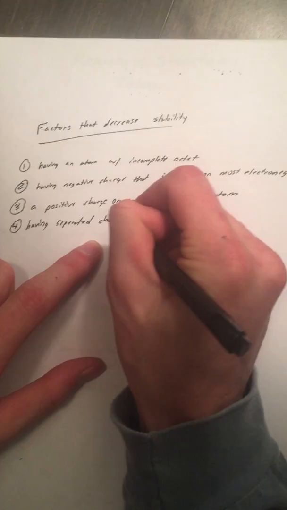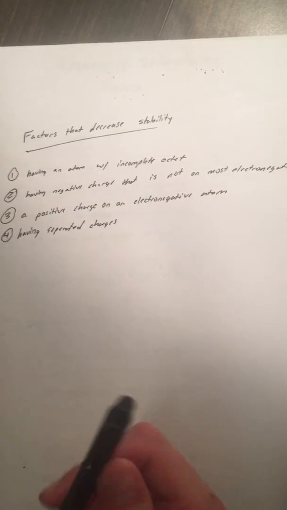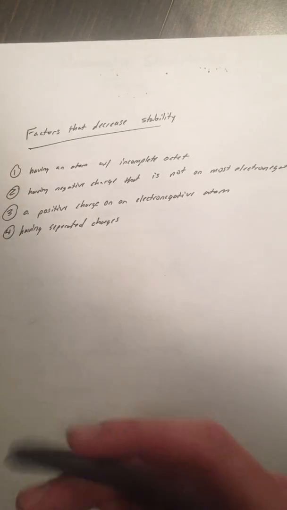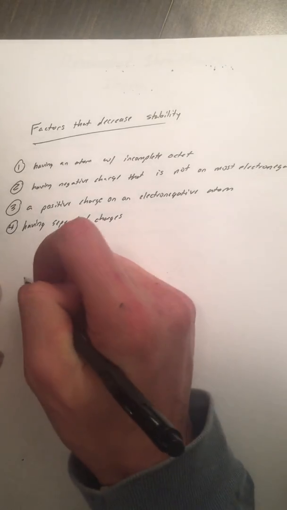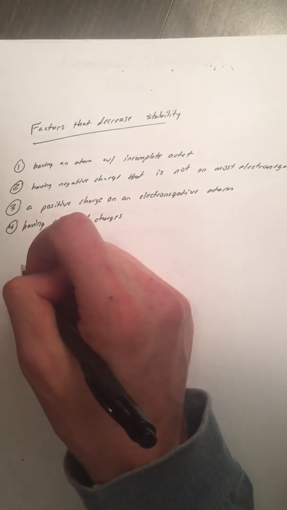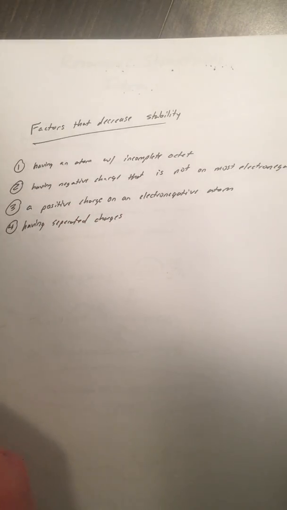So anytime you see one of your resonance contributors having any of these characteristics, that means that that resonance contributor is not as likely to contribute to the hybrid as, say, another one. So we'll go ahead and do some examples so you guys can get what I'm talking about. The rules here will be draw resonance contributors for each of the following compounds, and then we'll circle the one that contributes most to the hybrid.